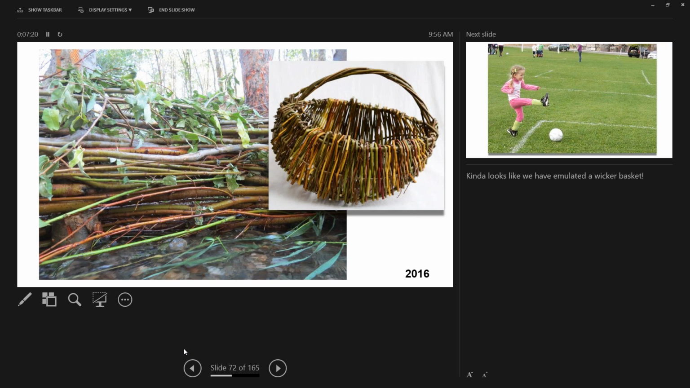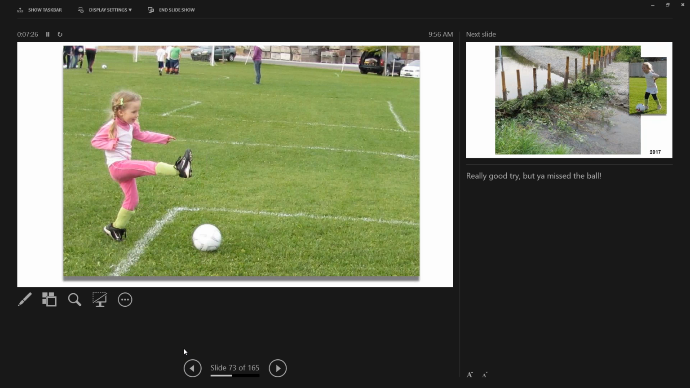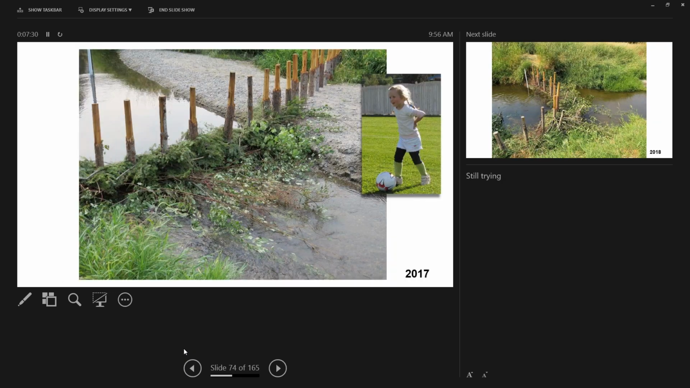But what we found was, it was close. It was a really good try. It was like we're going to kick the ball, we just missed it, but we were close. So we kept trying. And the next year, we started putting more of the downstream brush mattress pieces in, but it still doesn't quite look like what we want it to. But we're still trying. We're still optimistic.